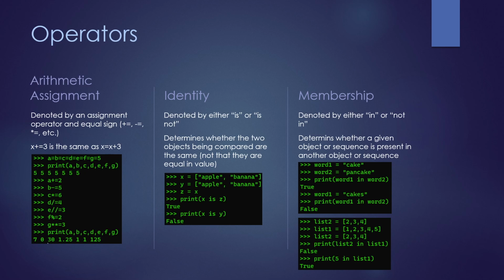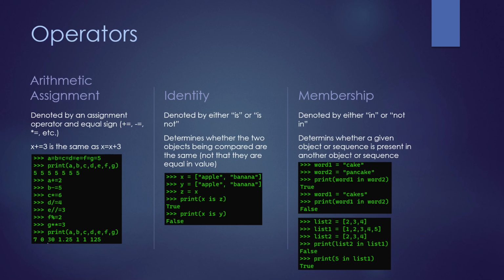What you see down here on the bottom middle of your screen is a little bit of a bad example of how this is used. So you can see here we have X is the list containing apple and banana. Y is also the list containing apple and banana. And then we say Z equals X. Now if we check to see if X is Z, we get true because they are the same object. However, if we were to print X is Y, these have the same value, but they are not the same object, so that would return false. It's a bit confusing, it's a bit of a bad example.